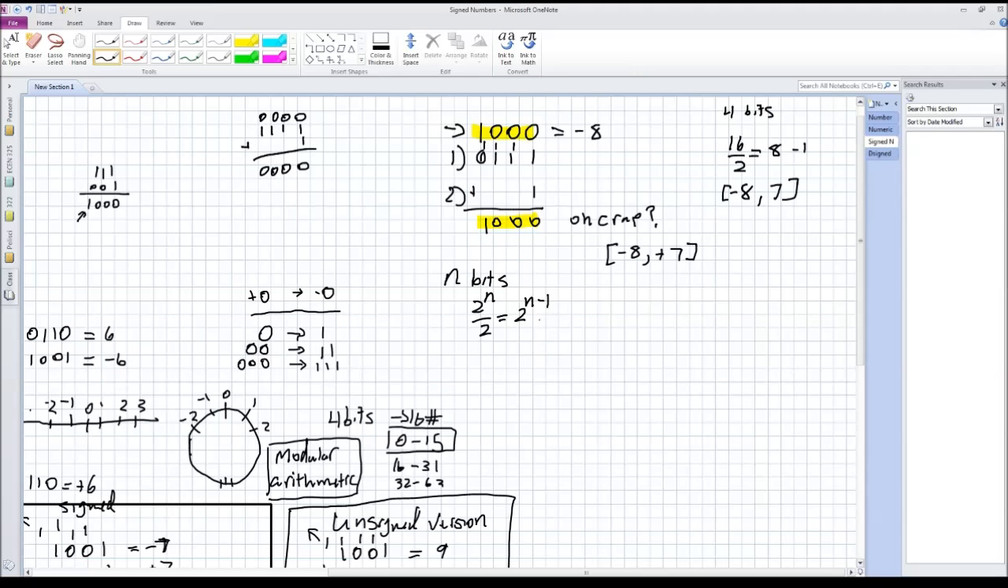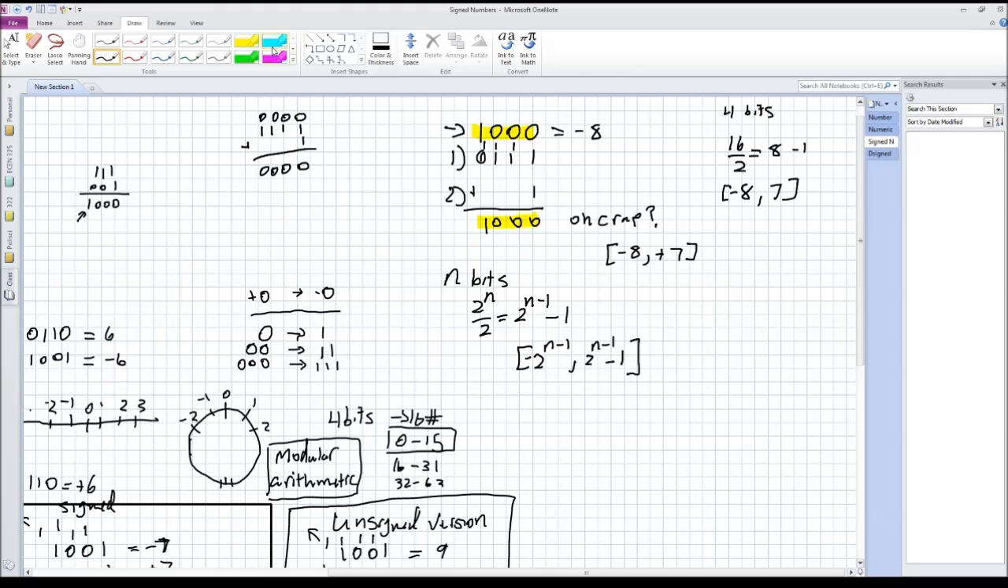Same thing over here. We can get 2 to the n minus 1, and I'm just going to go ahead and write it down here. 2 to the n minus 1, inclusive. And then if you want to find the positive, actually we have to take the negative of that. If you want to find the positive side in your bound, you just do 2 to the n minus 1 minus 1. And those are the total bounds that you can get within this particular space.